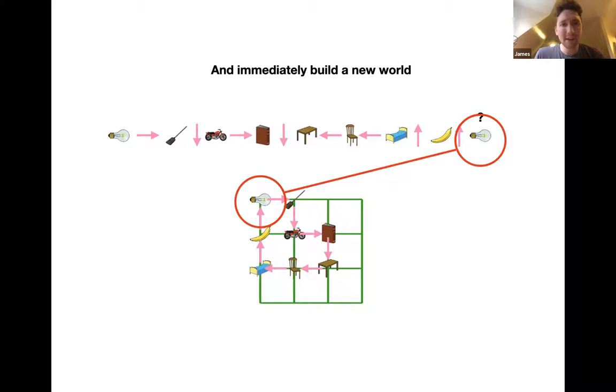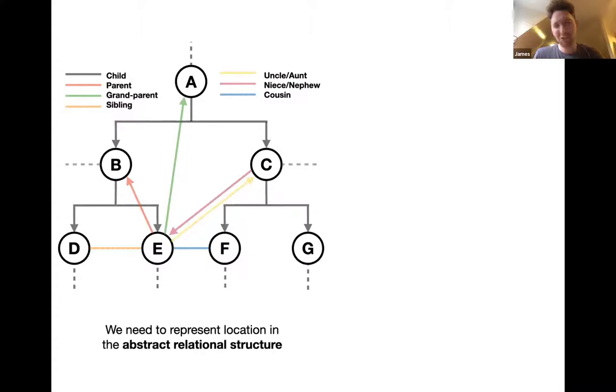Okay, so this sort of boils this problem down of how do I predict things in the world? How do I predict sensory observations in the world? And it boils it down to two really key components. First one is, can I represent location in some abstract space, in some abstract structure? So that was going to be, where am I in the family, or where am I in this spatial graph, or where am I in this chain of transitive inferences?